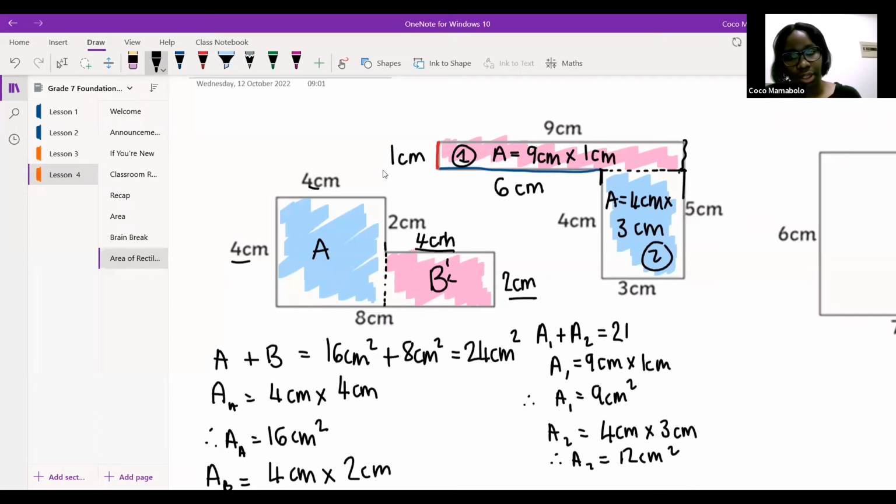Okay, 21 centimeters squared. Well done, Tingo. I think you got that before everyone else. Well done, Master Chaba. Okay, the area of the first part plus the area of the second part together gives us 21 centimeters squared. All right.